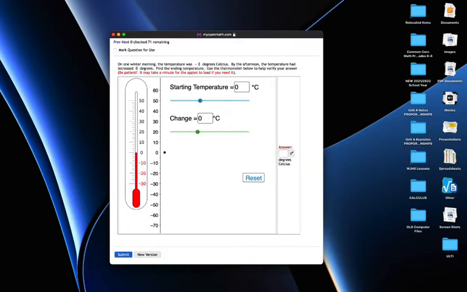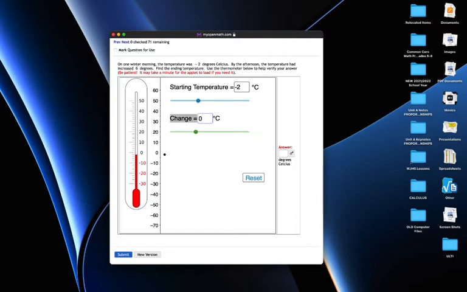In this problem, we can see that the temperature at the very beginning was -2 degrees, so we would input -2 here. By the afternoon, the temperature had increased 6 degrees, so that would mean there would be a change of 6 degrees. So if we input those values, a starting temperature of -2 degrees, the thermometer will then go from 0 down to -2.